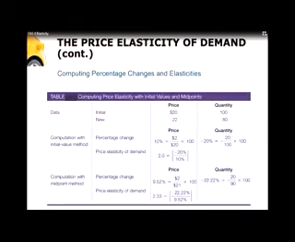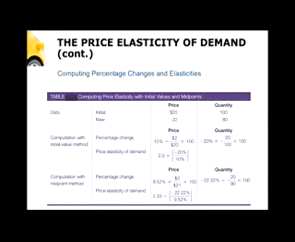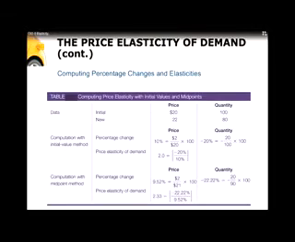In this table we can see a couple of examples of how to calculate and compute the percentage change in price elasticities. So suppose we had the data that our initial point on a demand curve had a price of 20 and a quantity of 100, and the new point, the one we've moved to, has a price of 22 and a quantity of 80.